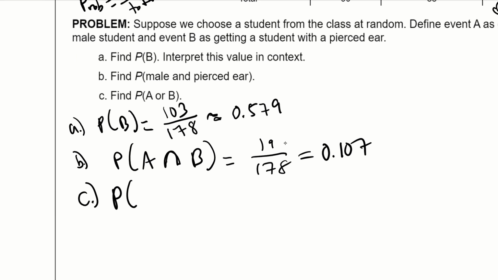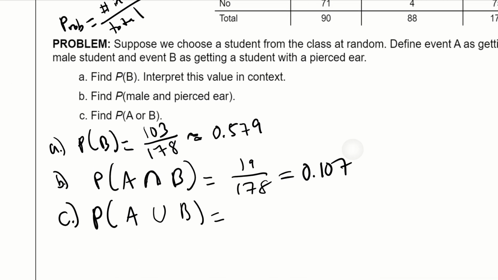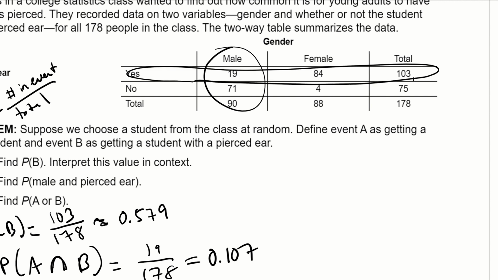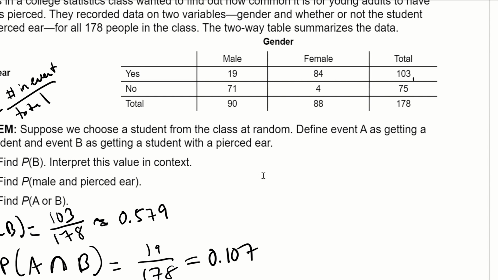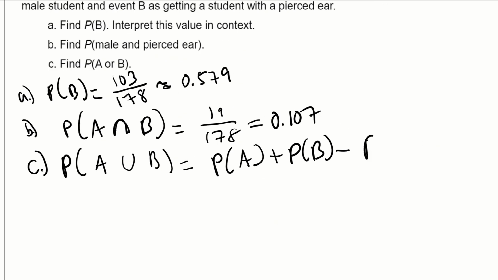And then finally, we have the disjunction of A and B. So A or B. A was male, so male or pierced ear, male or pierced ear. So we got male, everything in that, or everything in here, right? Okay, so essentially what we're going to do is we're just going to use a formula. This is the general addition rule. So the probability of male plus the probability of pierced ear minus the probability of both. That way we don't count it twice.